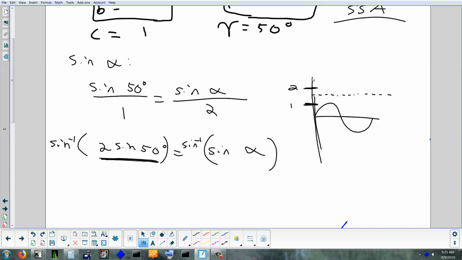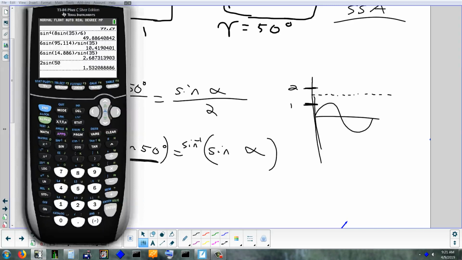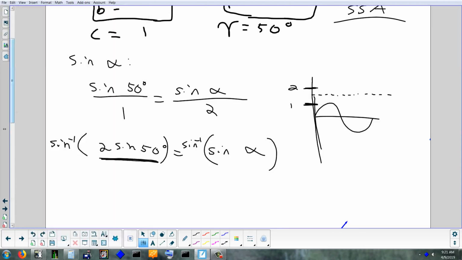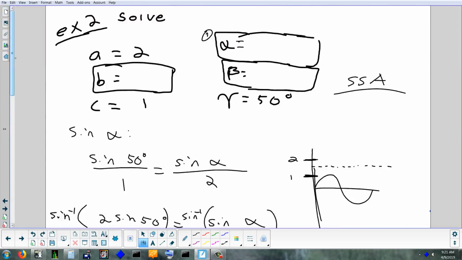So what do you think is going to happen when I type in inverse sine of 2 sine 50? Yeah, it's going to give me an error. Because you're trying to solve something that's impossible. That dotted line never crosses that graph, so you can't do it. So that means that there is no solution for alpha. What else does that mean?